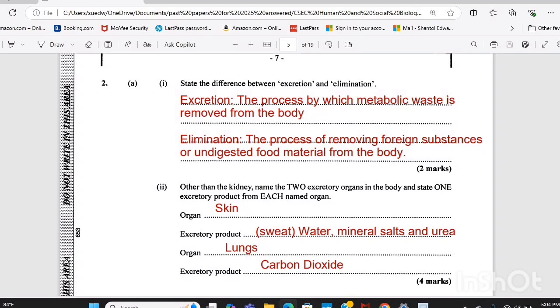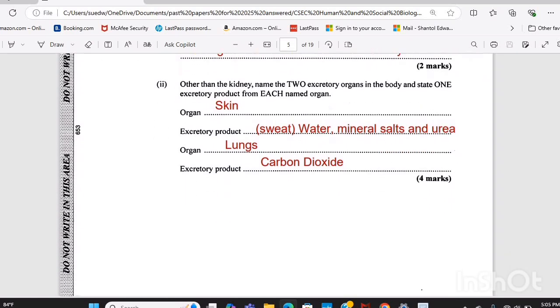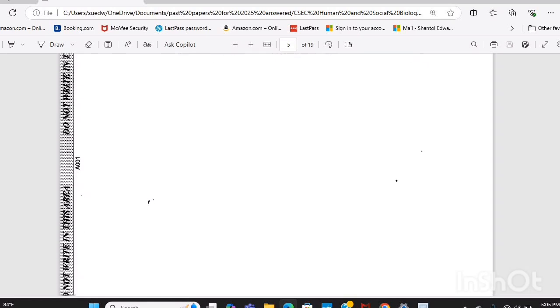So remember, your excretory system comprises your kidney, your skin, your lungs, and the liver. All right, so your excretory organs, these are the organs that help you to get rid of waste. So those would be your answers for your 4 marks. All right, let us move on.